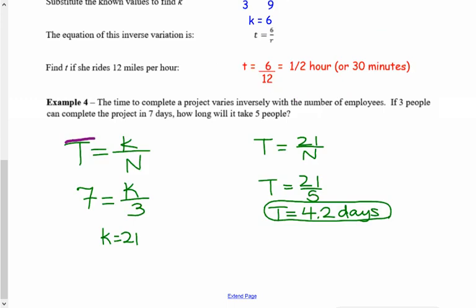All right, so we had the time varies. We write equals k. When they say inversely, that means we know the n has to go on the bottom, the number of people. I plugged into my equation for t and n to get a k of 21. That's my constant of variation. I replace my constant of variation in the original equation, and then I solve for my new situation where I had 5 people. 21 divided by 5 is 4.2. You can leave that as 21/5, 4.2, 4 1/5, it's all the same, but this would be days because the original unit in the problem was days.